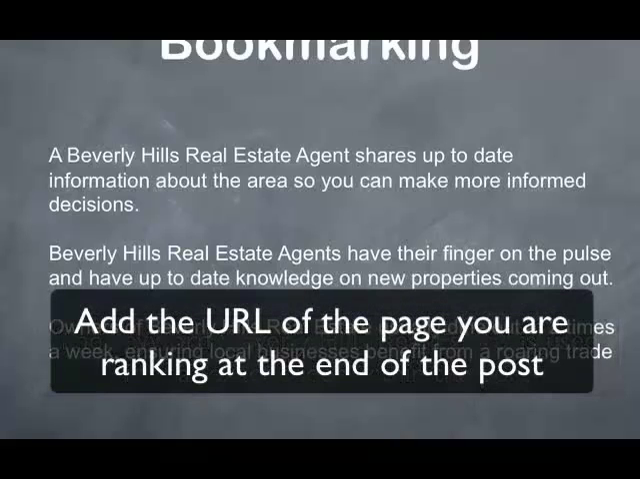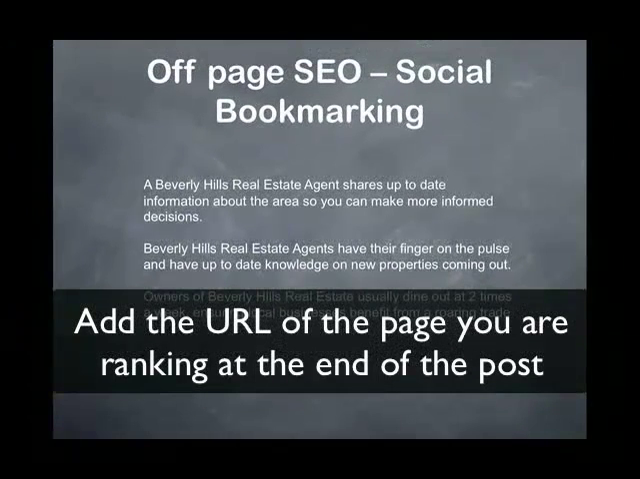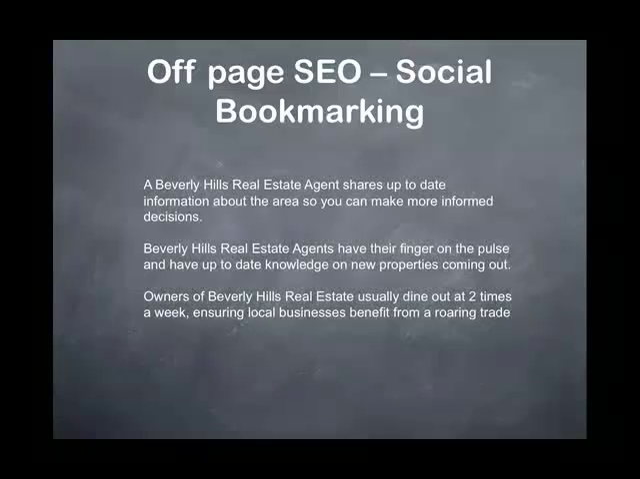The other thing that you would include at the very end, so for instance, for that first example where it has decisions, you'd have a hyphen and a link going through to the page that you're looking at ranking for. So if you're looking at ranking for BeverlyHillsRealEstate.com, after that first example where it has decisions, you have a hyphen and then www.BeverlyHillsRealEstate.com.